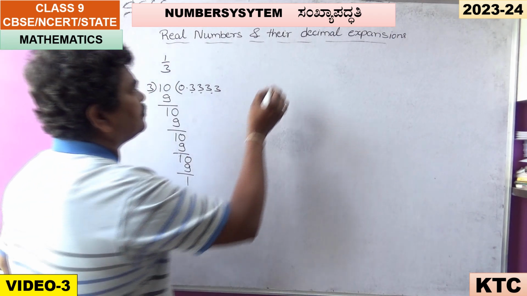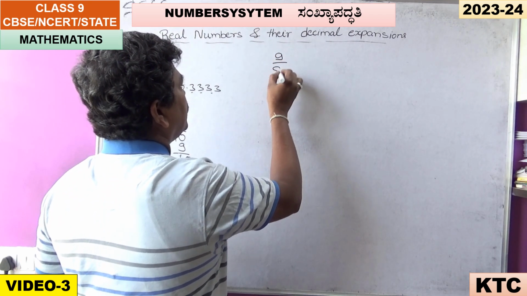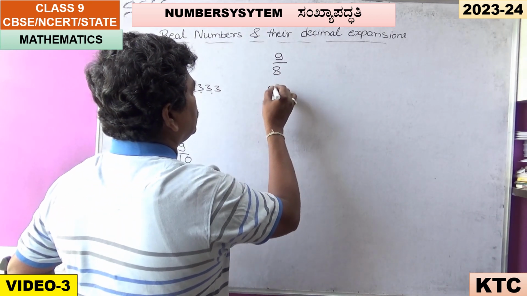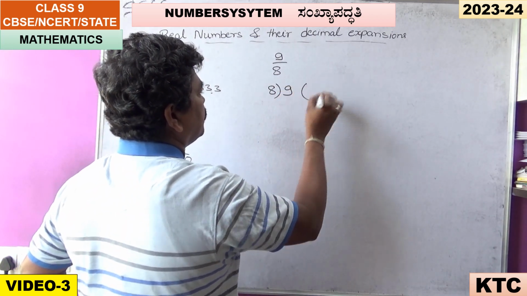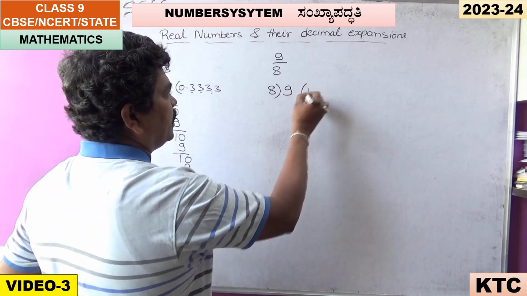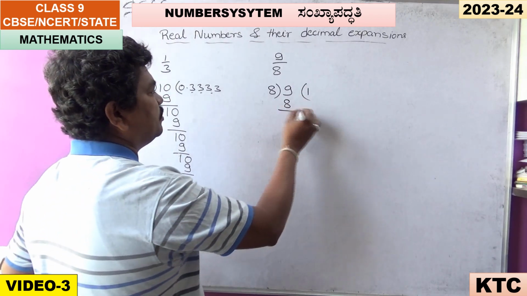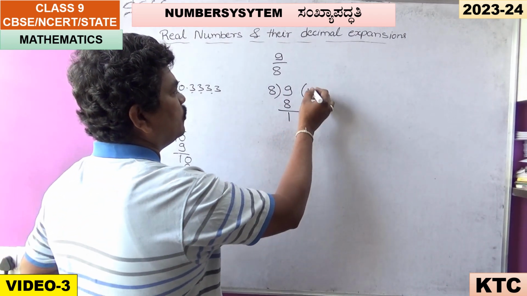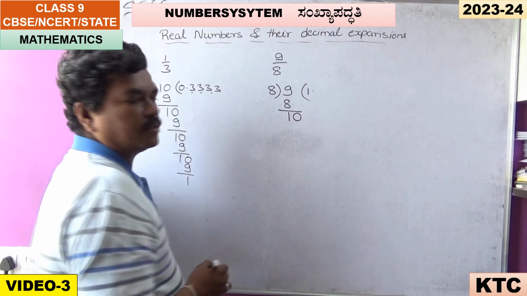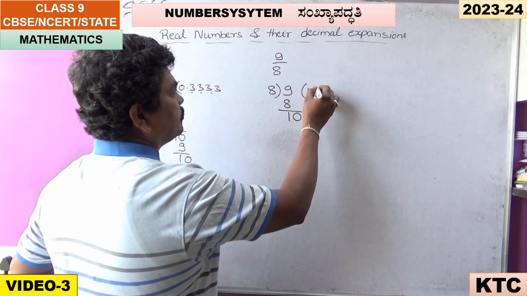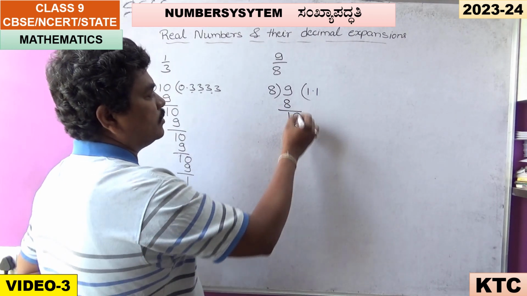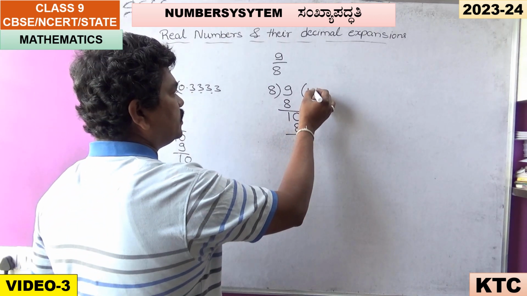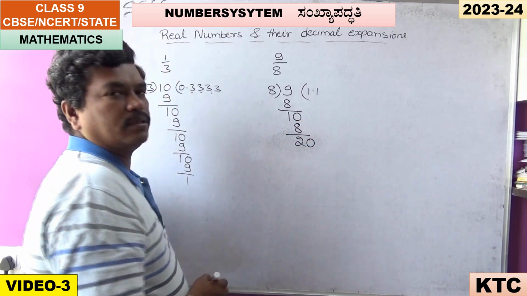And we take another one. We take 9/8. How can you divide this? Here 8 ones are 8. So 9 minus 8 is 1. Now, for dividing further, we put a decimal point here by taking 0. So 8 ones are 8, and 10 minus 8 becomes 2. Then we put another 0.